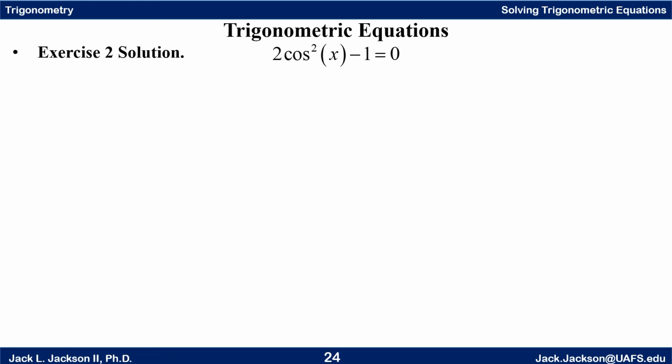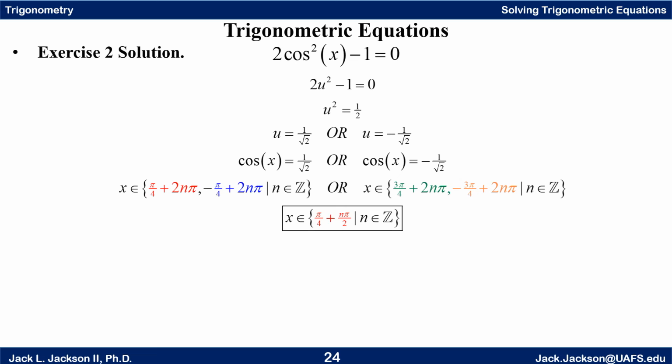All right, hopefully you're back and you've worked this yourself. Very important that you try these on your own. Start by doing a substitution. u equals cosine of x. We have 2 cosine square x minus 1 equals 0, so that's 2u squared minus 1 equals 0. Solve for u. Add 1 to both sides. You've got 2u squared equals 1. Then divide by 2. u squared equals 1/2.